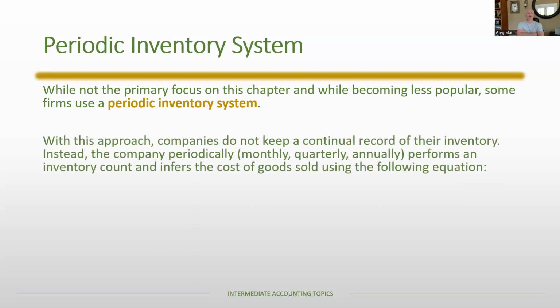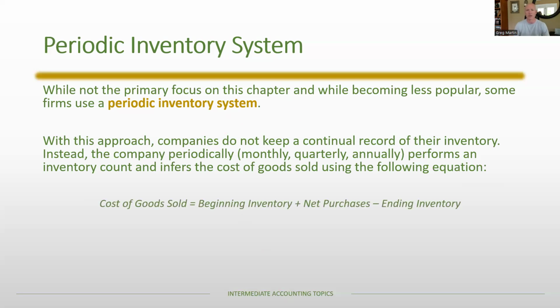So with this approach, companies, there's no continuous record of their inventory. Instead, they perform a count at the end of a period, usually every month, but for sure every quarter. And of course, they may wait annually, but it would be very uncommon to use a periodic system where you only do a physical count at the end of the year. That's just not a typical way that it would be handled. But the key is that the physical count of the inventory is what drives cost of goods sold.